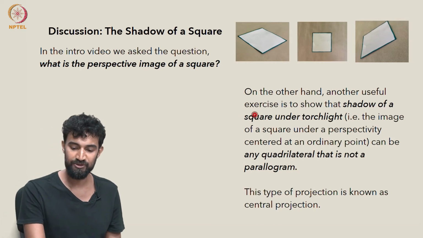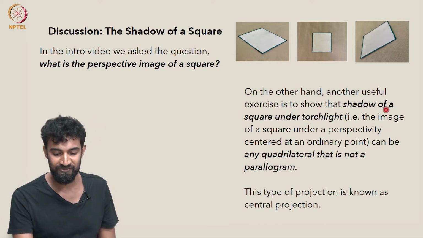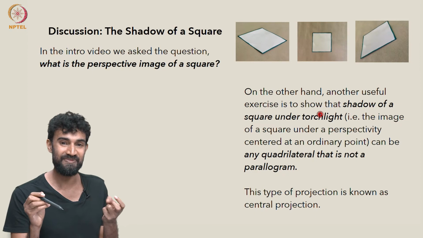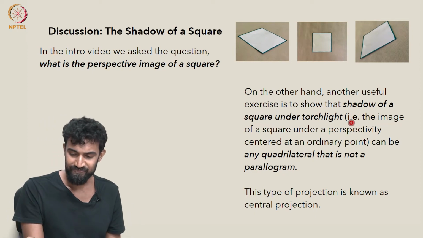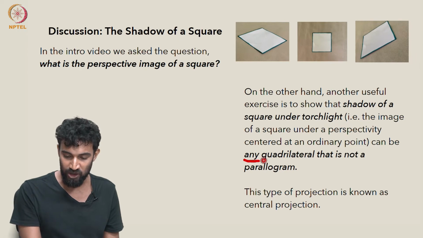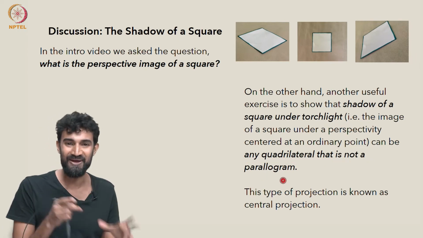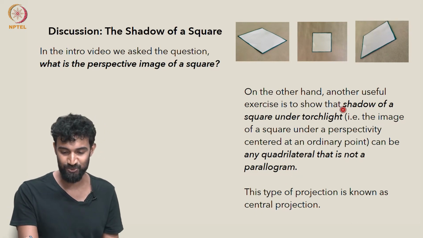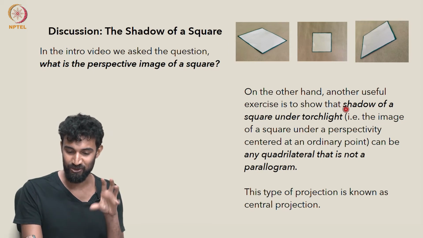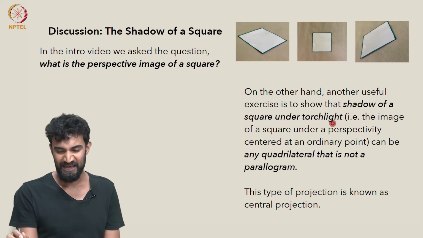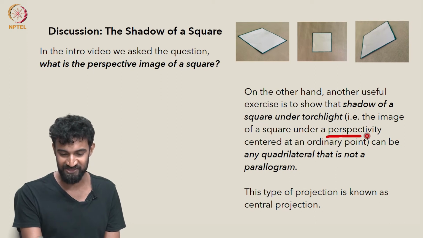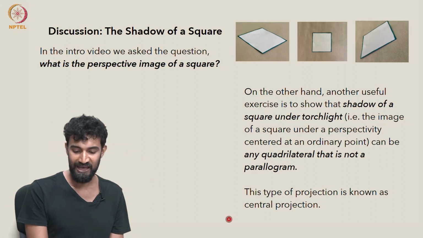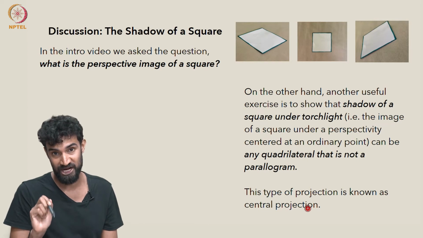On the other hand, another useful exercise is to show that the shadow of a square under torchlight, by torchlight I mean a single point source like the LED torchlight on your phone, is actually any quadrilateral that's not a parallelogram. So it's kind of the other end of things. It's every other quadrilateral that's not a parallelogram you can get this way, as a perspectivity or a shadow under torchlight. And again, more specifically, what I really mean is a perspectivity centered at an ordinary point, not a point at infinity. And this type of projection is known as central projection.